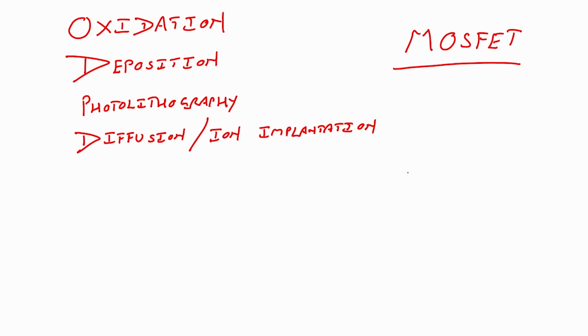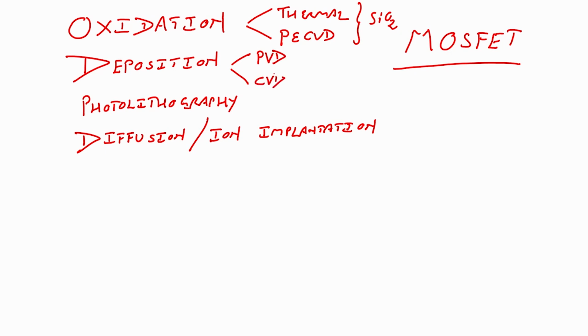okay. Now, oxidation, we have already seen 2 types of oxidation, correct. One is thermal, another one is plasma enhanced chemical vapor deposition, right. Using the oxidation we can grow silicon dioxide. Deposition we have seen, right. One is physical vapor deposition, another one is chemical vapor deposition, right.